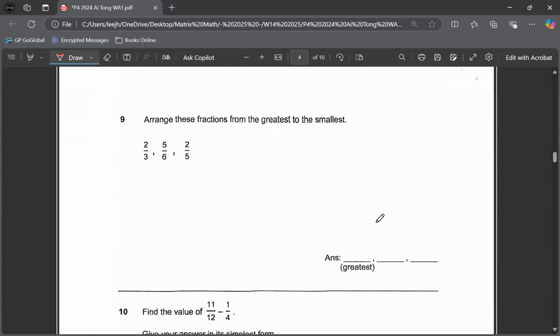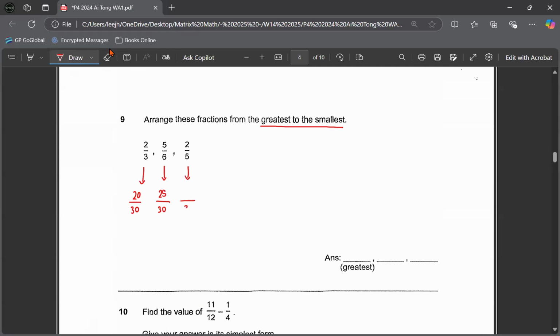Question 9. Arrange these fractions from the greatest to the smallest. So the greatest, you don't know. I mean, from one look, some of you can tell which one is the greatest. But if you don't know, actually, if you can, you make the denominator the same. So 3, 6, and 5. You can make them become 30. So you times 10 for this. So if you times 10, this will be 20 out of 30. This one, to get 30, you times 5. So 5 times 5, 25.